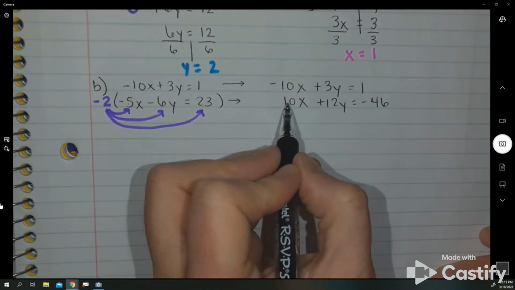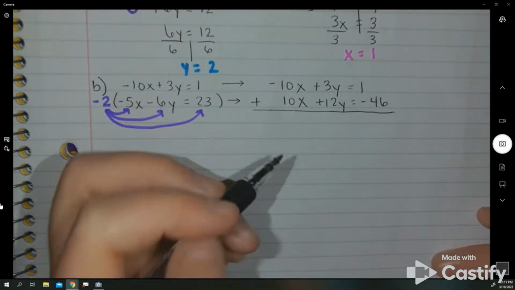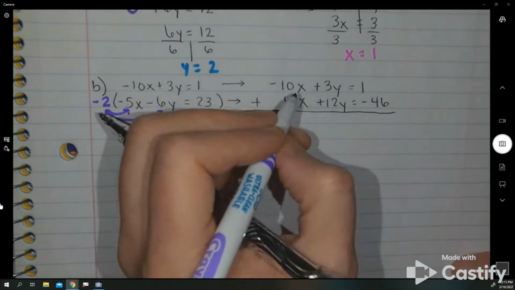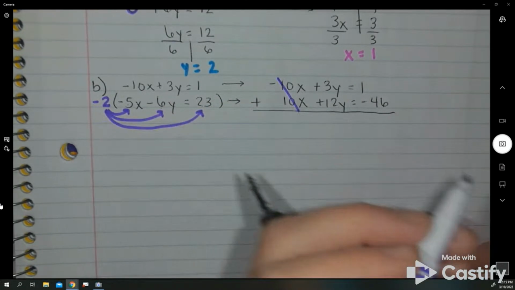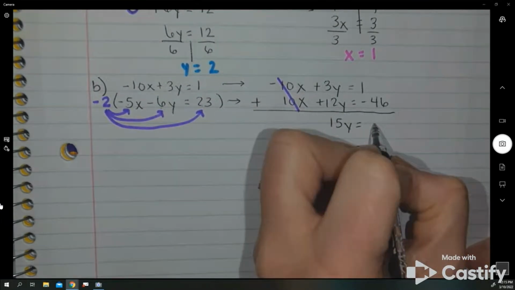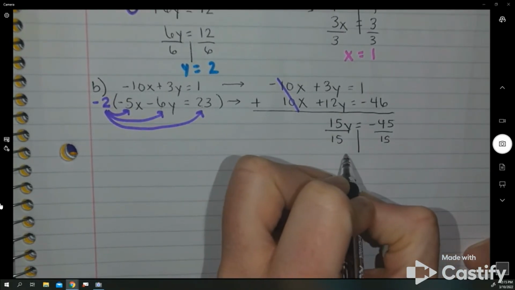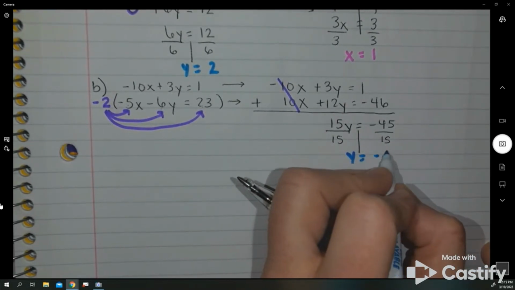Now that I have my positive and negative of the same number in the same variable, I can add my two equations together. Negative 10x plus 10x is 0. 3y plus 12y is 15y. 1 plus negative 46 is negative 45. Divide both sides by 15, and we discover that y equals negative 3.